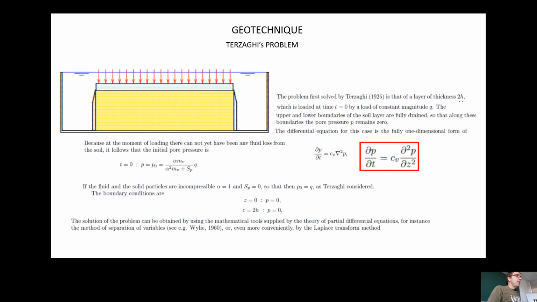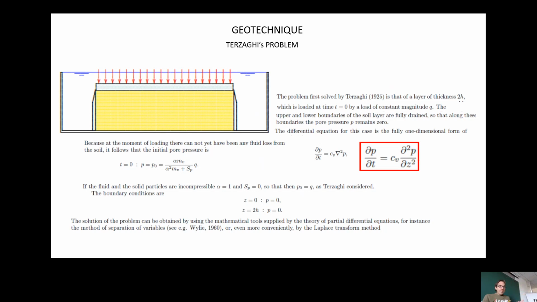And so we can write here the problem first solved by Terzaghi in 1925 for a layer of thickness 2H, which is loaded, you can see here, at time t equal 0, by a load that we call Q. The upper and lower boundaries of the soil layer are fully drained, so that along these boundaries the pore pressure P can be considered 0.